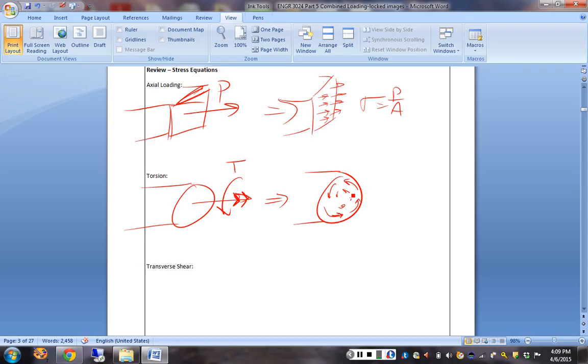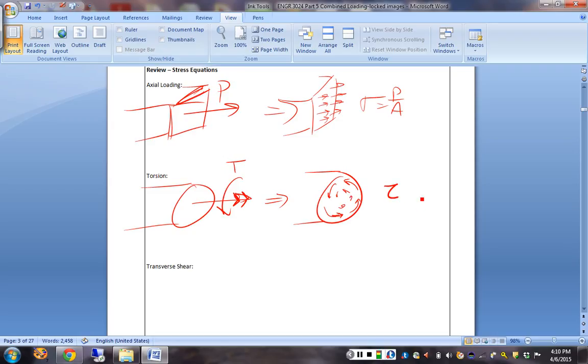And what's the governing equation for that one? That would be V over A. Nope, it's not. We've got an applied torque T. Which one is that? TC over J or TL over JG? That's how to get the angle of twist. So very, very close. We don't want the angle of twist from an applied torque. We want the stress due to the torque. That's the one.